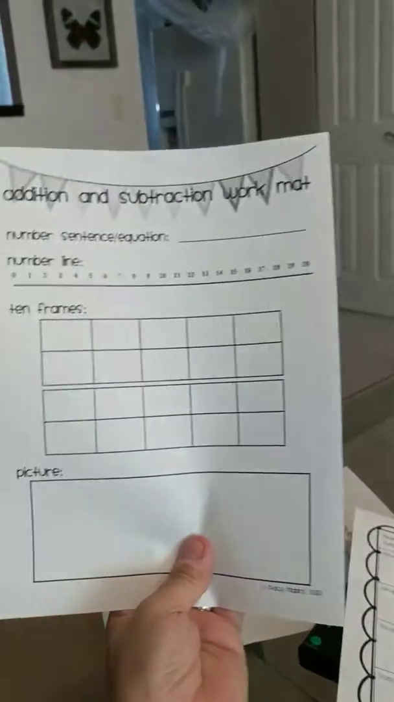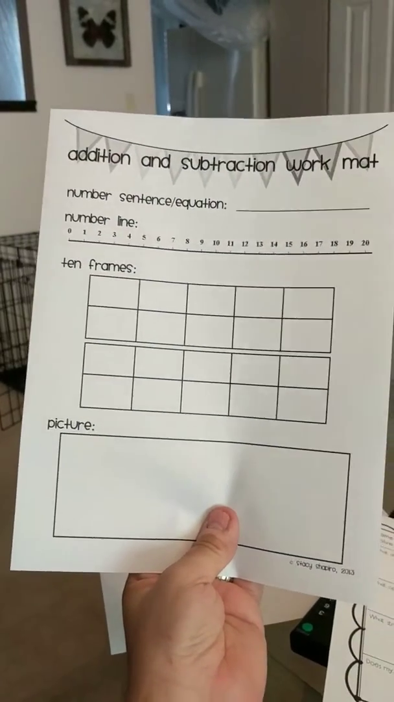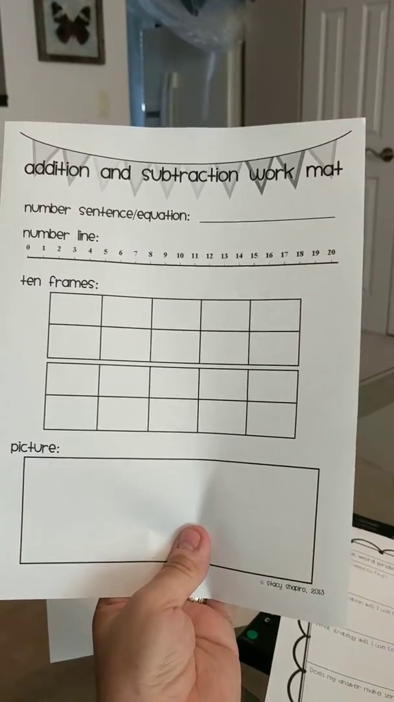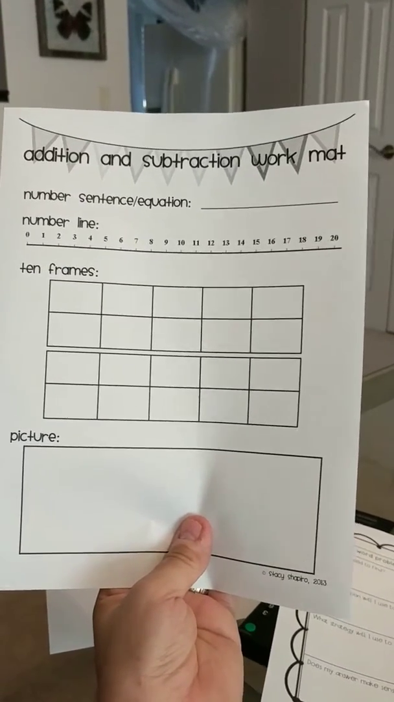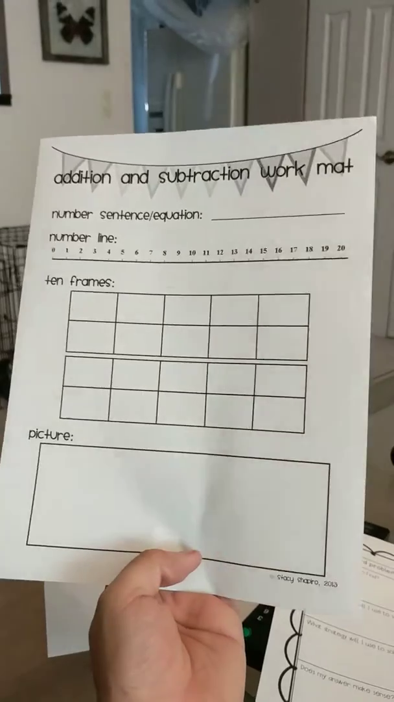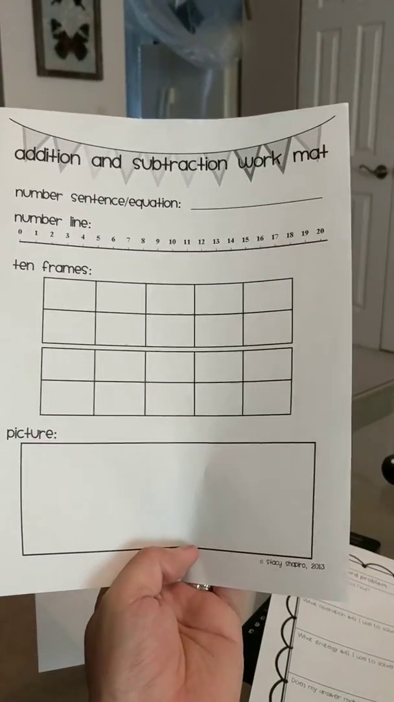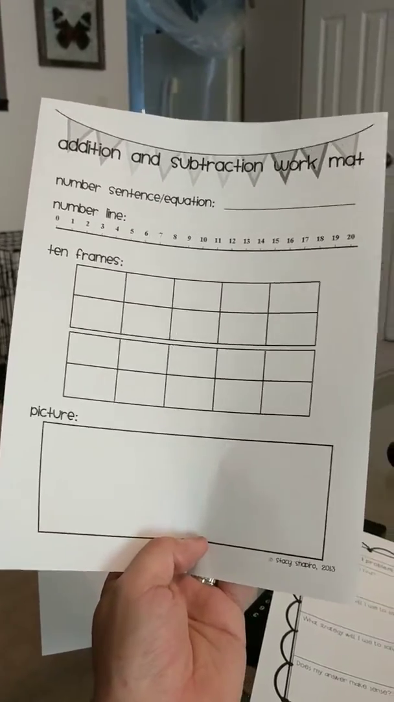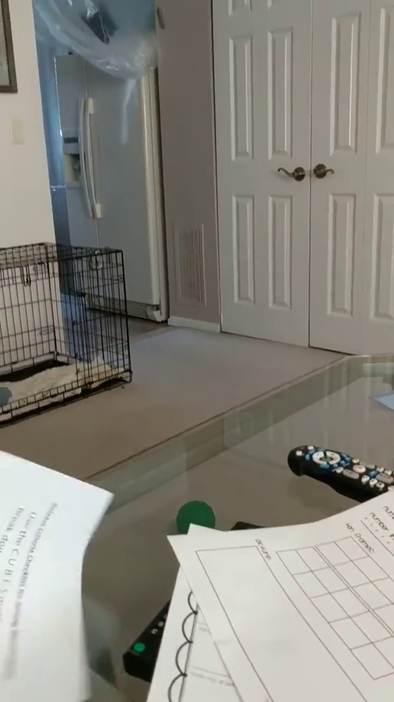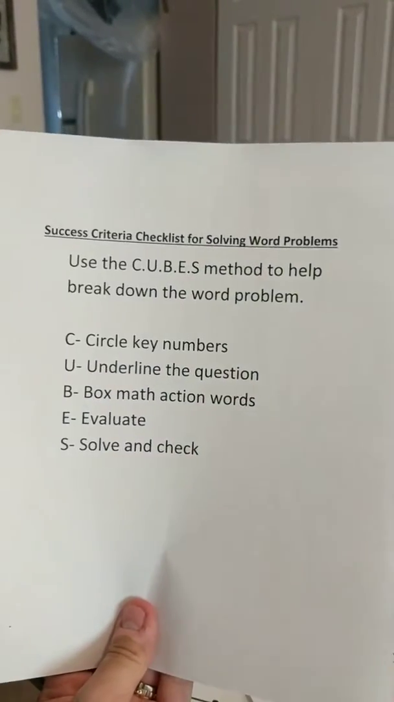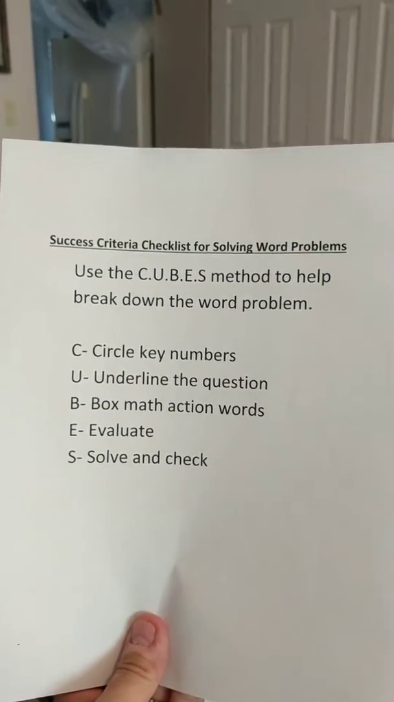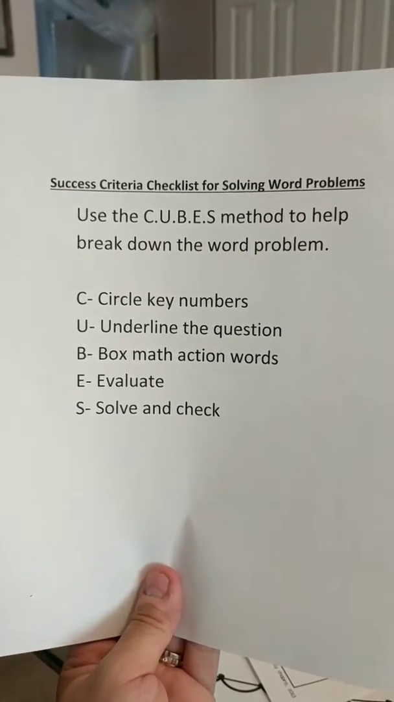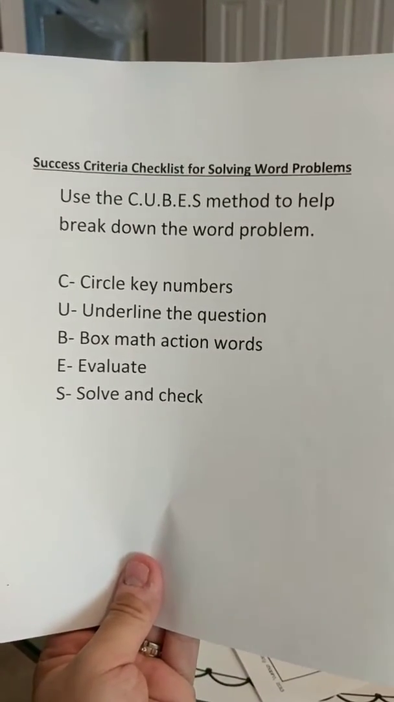This is another type of graphic organizer that I created. The child could use a number line to help add and subtract. They could use their place value ten frames to help them. And if they need to draw a picture or use an acted-out strategy, this lends itself to that situation as well. The child with the learning disability will also get a separate sheet that tells them about CUBES. This is what we call success criteria. It helps the child become successful within this specific topic.